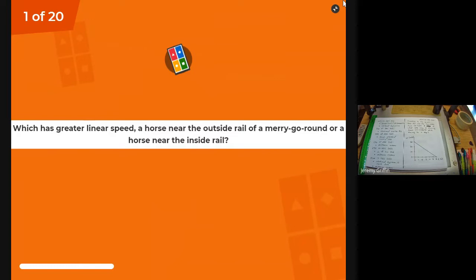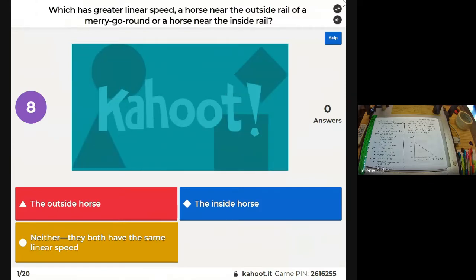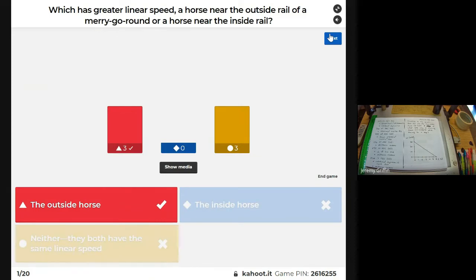Which has greater linear speed, a horse near the outside or inside of a merry-go-round? All right. So some of you guys got that? The horse near the outside has a greater linear speed. Let's switch over and show you guys why.